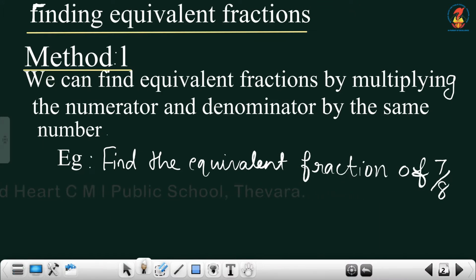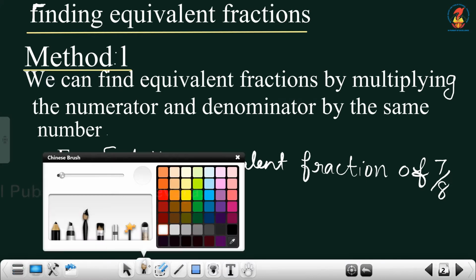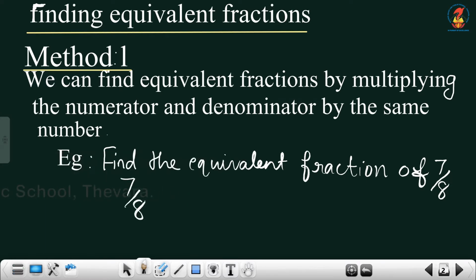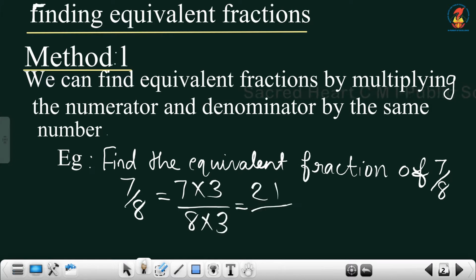What's the condition there? We need to multiply the numerator and denominator by the same number. Any number, right? You can multiply by any number, but one condition is same number only, for numerator and denominator also. Here I simply take 3. 7 into 3 is 21, 8 into 3, the answer is 21 by 24.